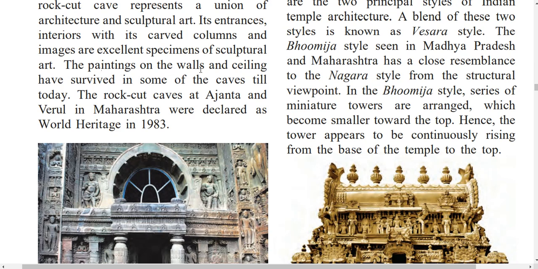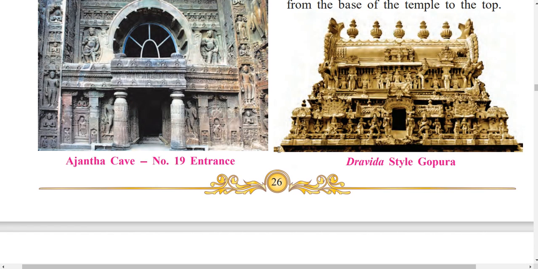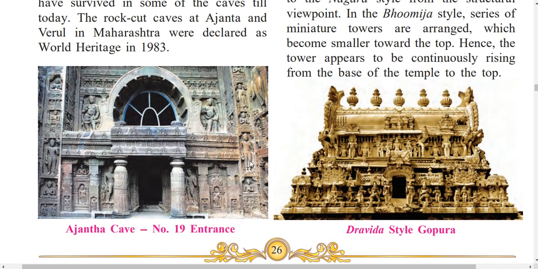The paintings on the walls and ceiling have survived in some of the caves till today. The rock cut caves at Ajanta and Verul in Maharashtra were declared World Heritage in 1983. Ajanta Cave number 19 entrance.